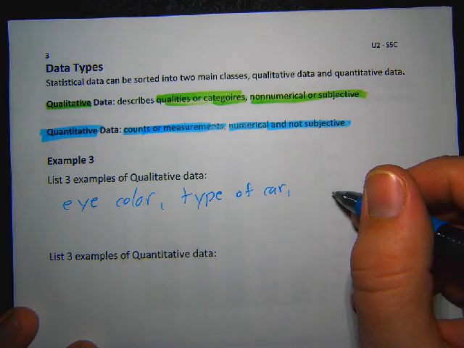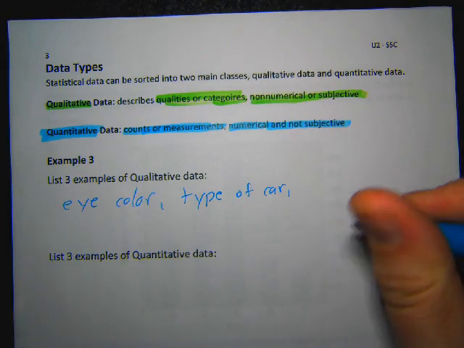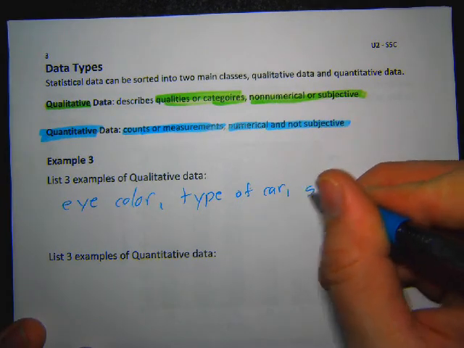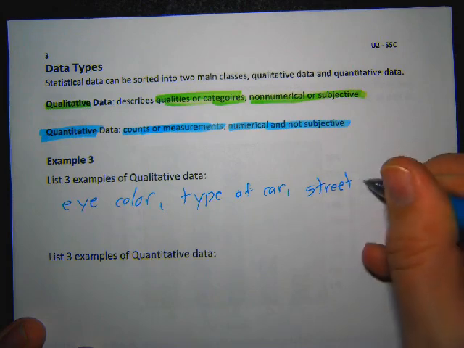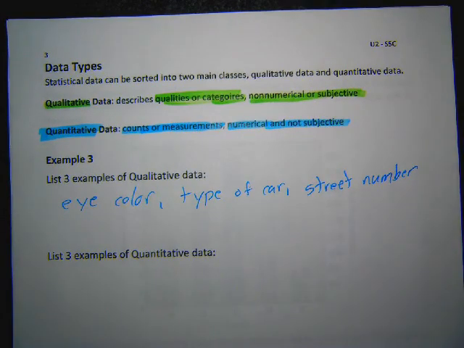We could say lots of things. Maybe a number example would be your house street number. It's not something you really count or measure. It's a label. It's just a label to help people find a spot on the street.